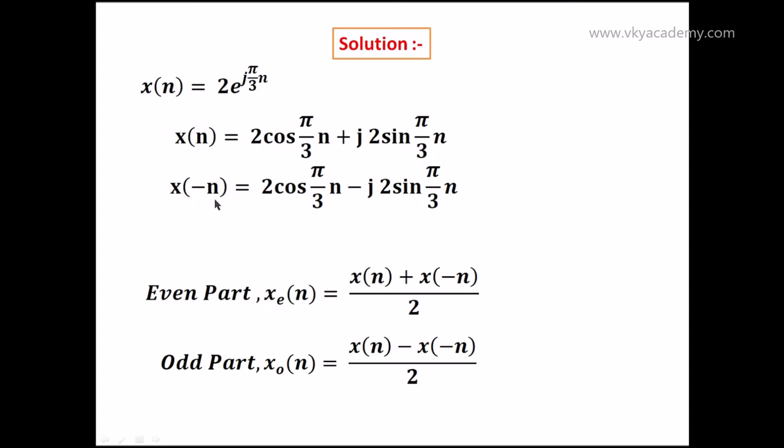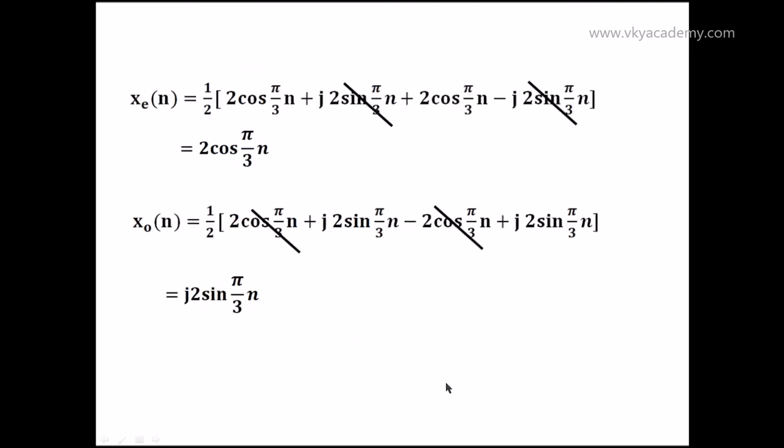Now what will be the value of x of minus n? It will be 2 cos pi n by 3 minus j 2 sin pi n by 3. Now the even part can be calculated as x of n plus x of minus n upon 2, and the odd part will be x of n minus x of minus n upon 2. So x even n is 1 by 2 times 2 cos pi n by 3 plus j2 sin pi n by 3 plus 2 cos pi n by 3 minus j2 sin pi n by 3.